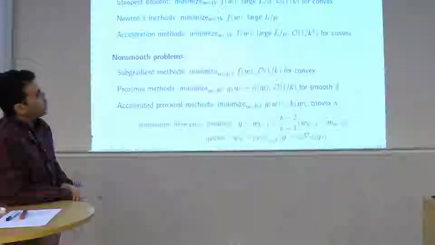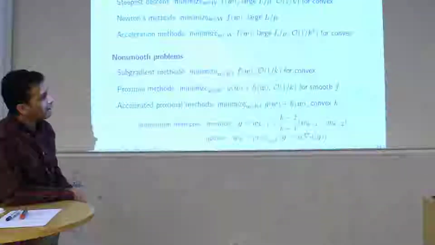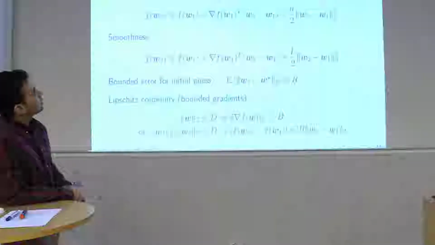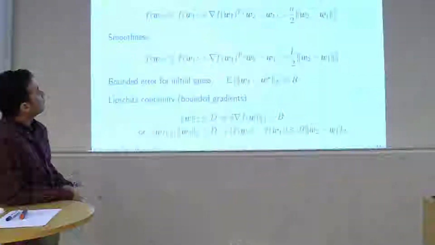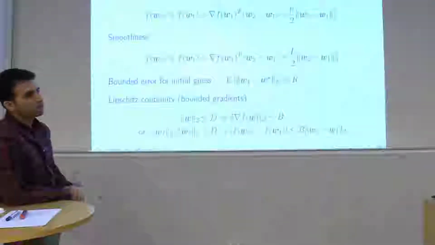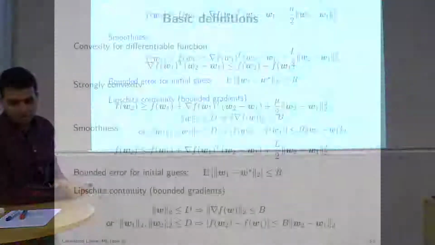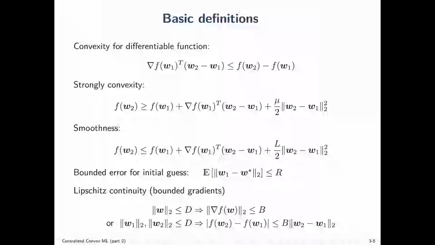So this is a recap of the algorithmic part. But some recap about the main definitions that we had. So we had 3 main definitions in the previous lecture. The first one was the definition of convexity.